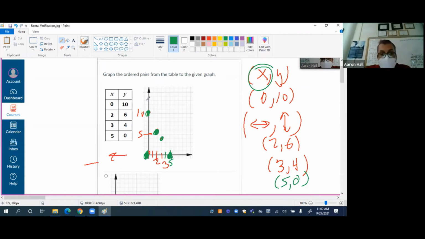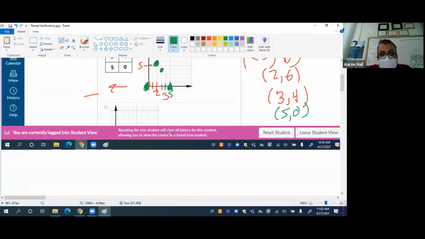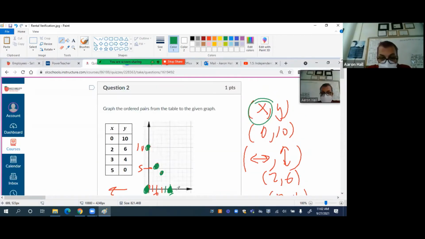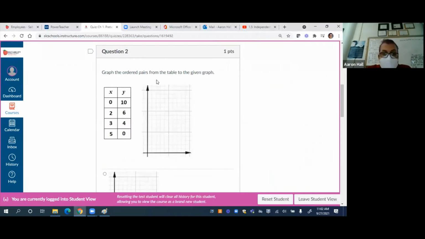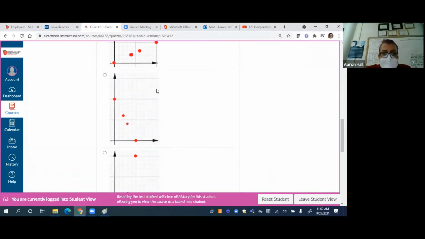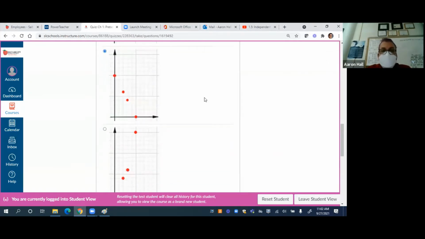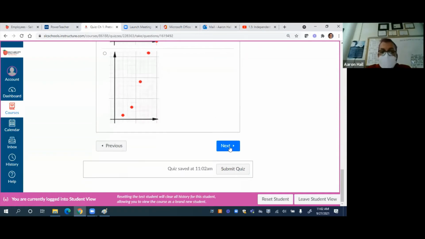So which one of those gives me that line right there, those dots from 0, 10 all the way to 5, 0? Scrolling through here. Isn't that this one right here? Okay, there we go. Took care of that one. Let's move on to the next one.